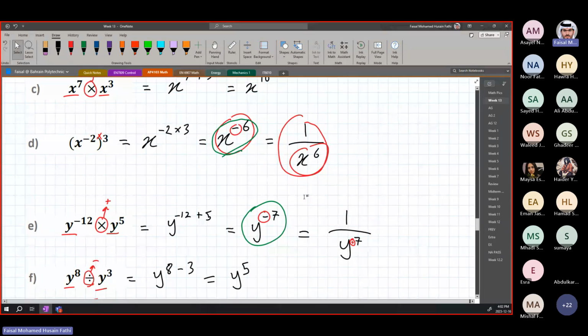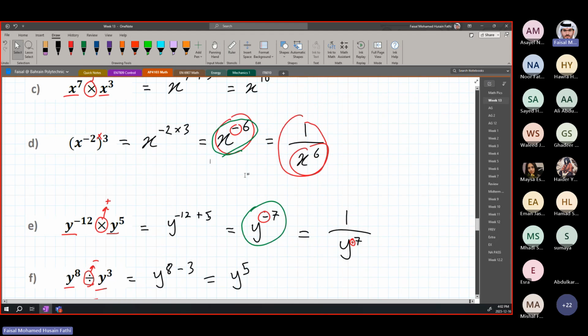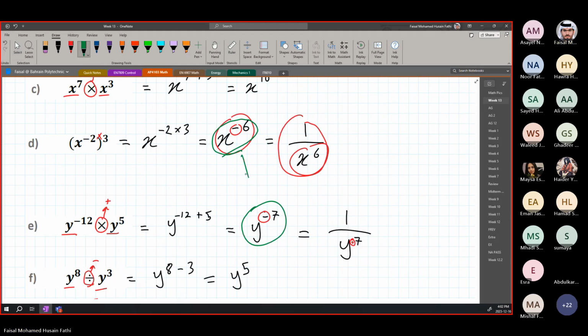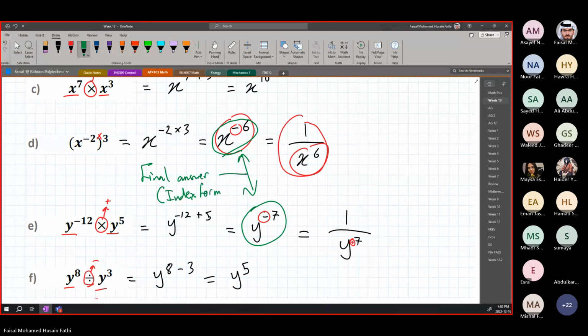But in multiple choice, they might just say, what is this equal to? You need to know that this can also be equal to 1 over x power 6. In this case, 1 over y plus 7. You just need to understand that. But this is the final answer. Final answer, index form. Okay?